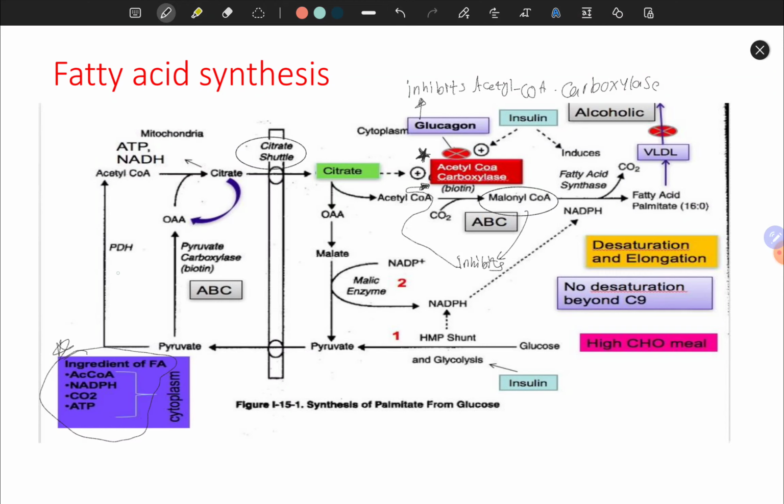We have a drug that prevents excretion of fatty acid from the liver to the outside, to the blood.